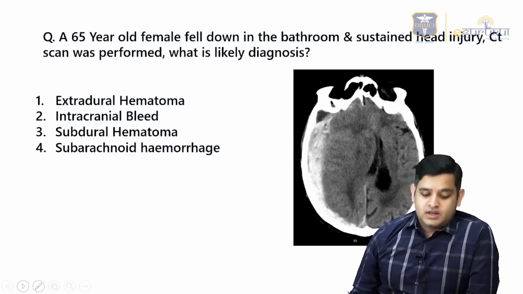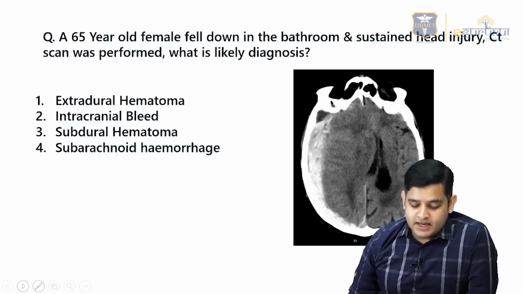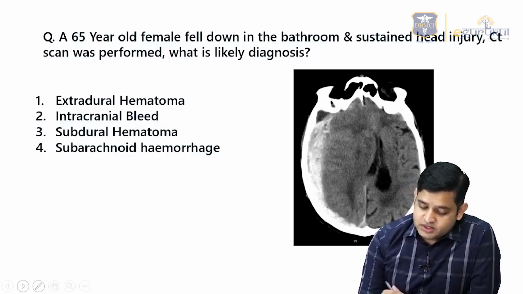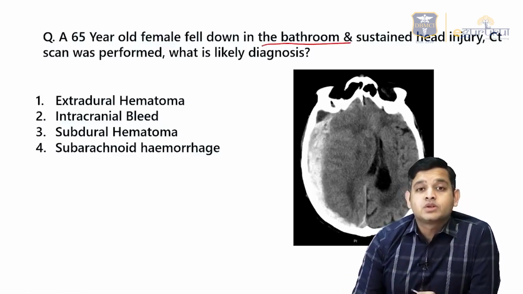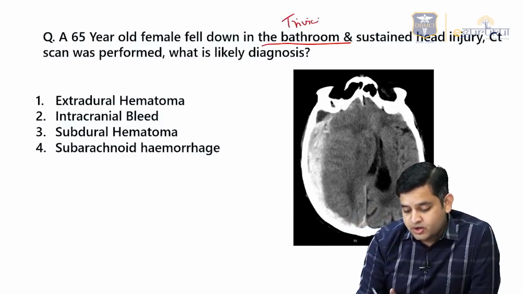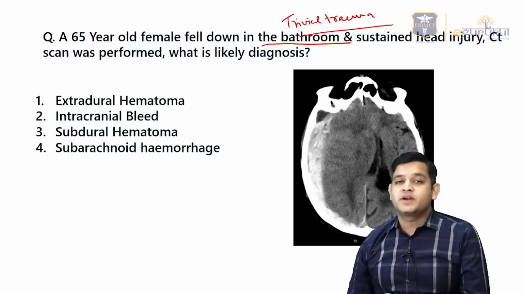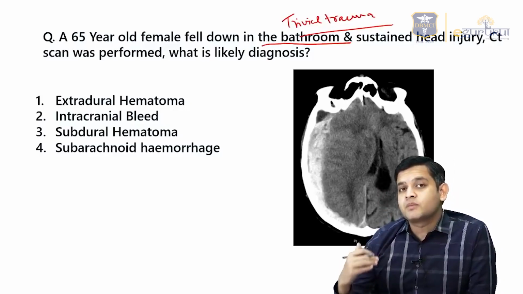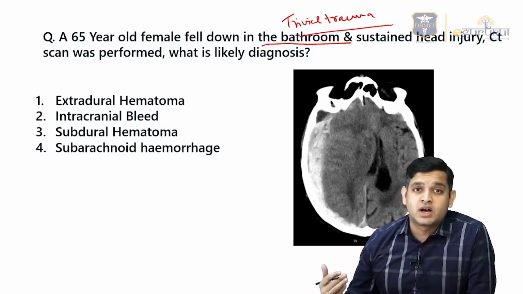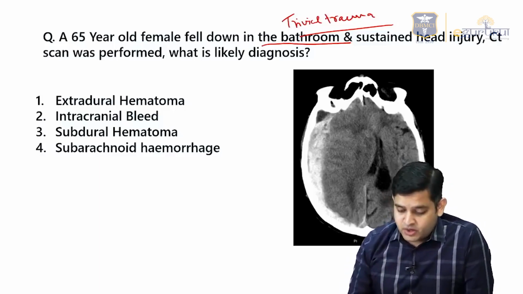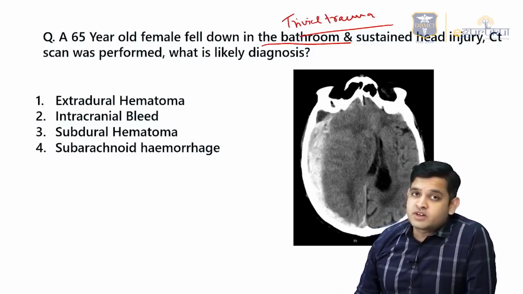Okay, a 65-year-old female fell down in the bathroom and sustained a head injury. CT scan was performed. Now see, fell down in the bathroom, so this is not a high velocity trauma. This is a trivial trauma. Please remember one important part: the clinical history plays a very important part. We know that a trivial injury is commonly associated with subdural hemorrhage, and a high velocity trauma is usually associated with EDH. CT scan was performed. What is the likely diagnosis?